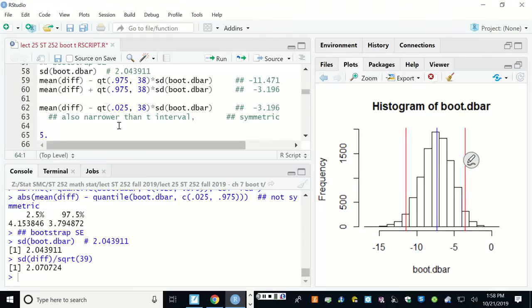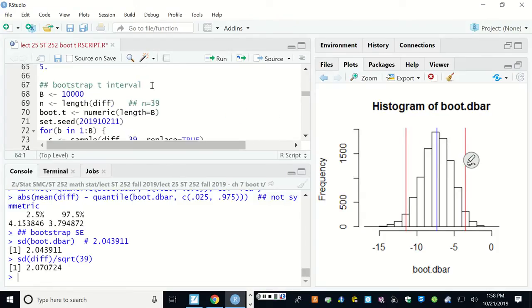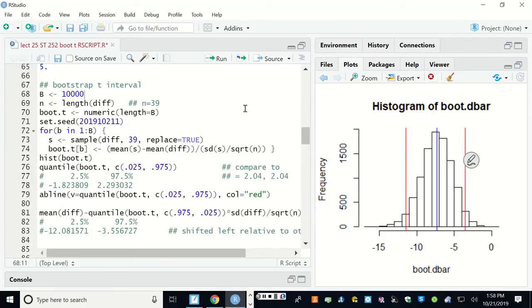So now the new thing: the bootstrap t-interval. We're going to do a different bootstrap because we're going to keep track of something different. We're going to do 10,000 bootstraps. For convenience, I'm going to record the length of n so I don't have to retype that down there. Now I'm going to call these the bootstrap of the t values, boot.t. Set a number seed in case I want to repeat that.